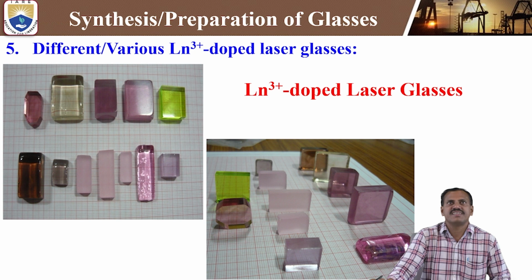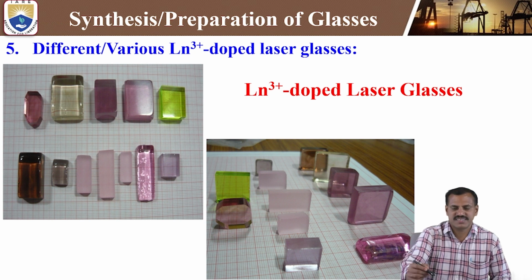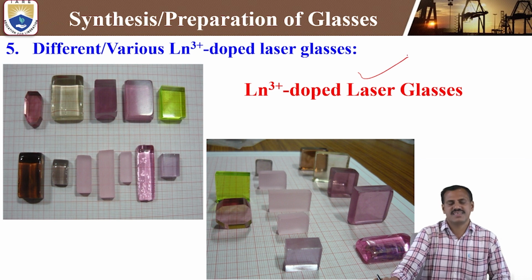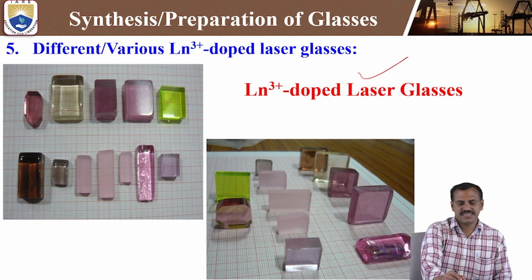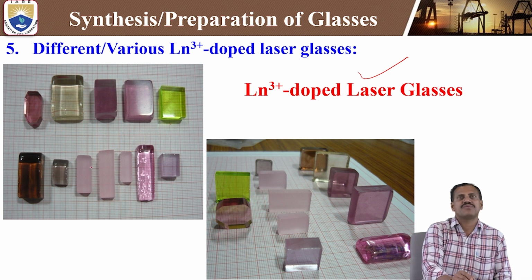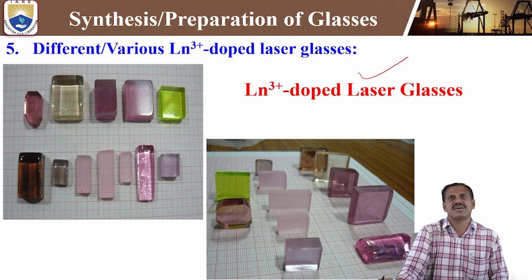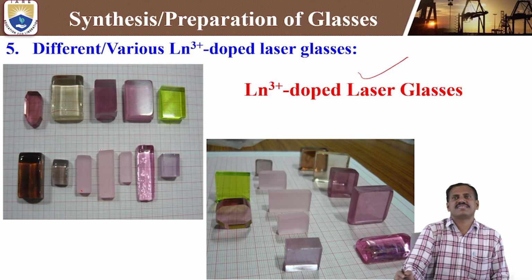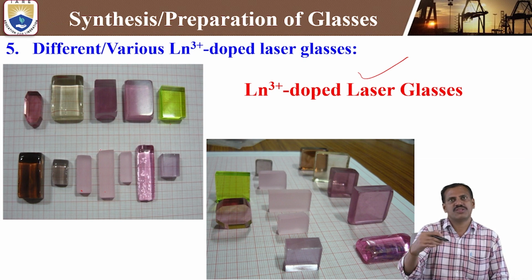Next, these are various lanthanide doped laser glasses. These are different kinds of laser glasses. See here, this green color shows the praseodymium doped. This is the Nd doped. This is erbium doped. Different kinds of doped rare earth materials. These are all erbium doped materials. This one is a different kind of rare earth doped glass. Here, different shapes are also there. These are the different rare earth doped glasses.